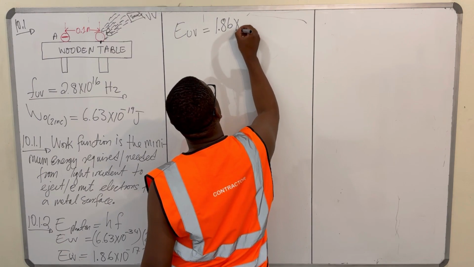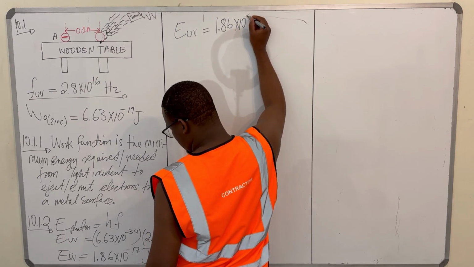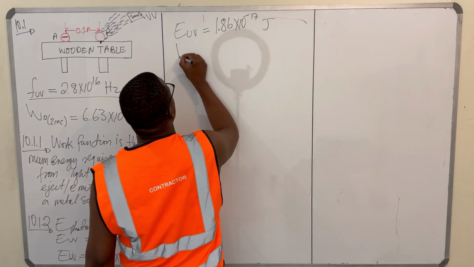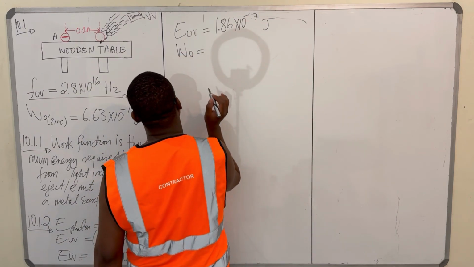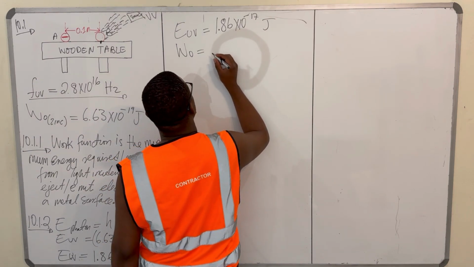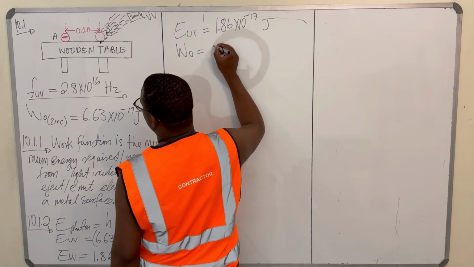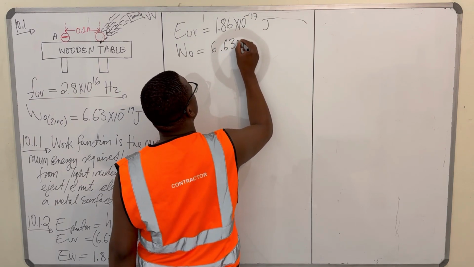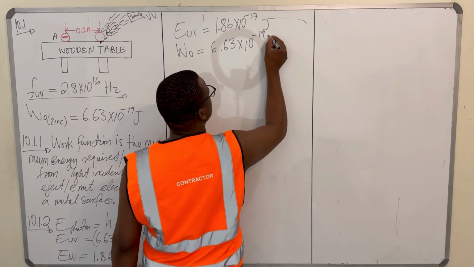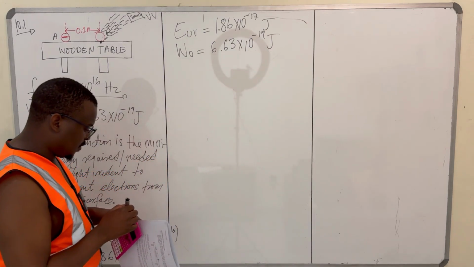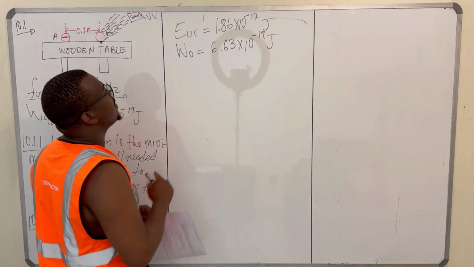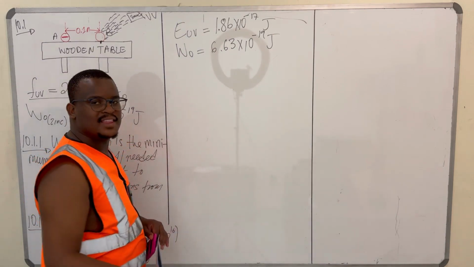1.86 times 10 to the minus 17 joules. And then you have the work function, which is the energy needed to emit each electron from that metal, which is zinc, to be 6.63 times 10 to the minus 19 joules. So you need to compare these ones. The easy way to compare them is to subtract one from the other.